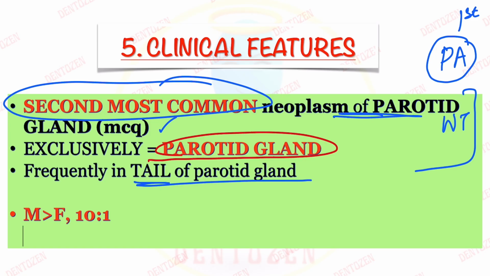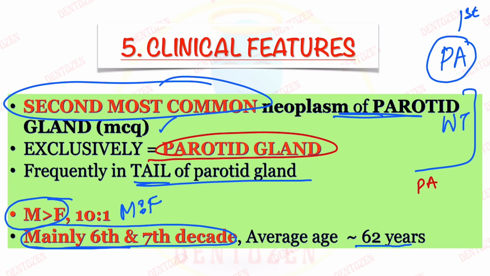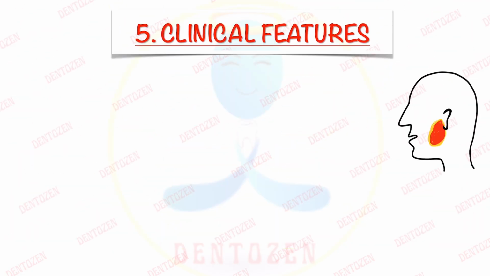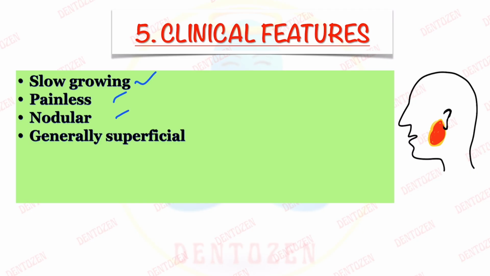What about age and gender? It's seen more commonly in males, the ratio is 10:1, and it is seen in the 6th to 7th decades of life, the average age being 62 years. Now, if you remember pleomorphic adenoma, females are more commonly affected, and the 4th to 5th decades of life are when that tumor is seen. So remember how pleomorphic adenoma differs from Warthin's tumor. Now talking about the clinical presentation, you already know it's a slowly growing, painless, nodular swelling, but most of the time it is generally superficial.